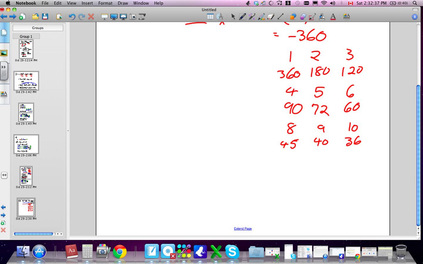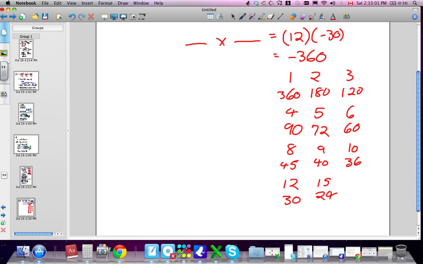Yeah. 12 and 30. 13? No. 14? Does 15 go in? Yeah. 24. 15 and 24? Okay, so after looking at all these pairings, are there any more? 16? No, 17. 20 would go in. How many times does 20 go in? 18. 18. All right, that's about right, right?